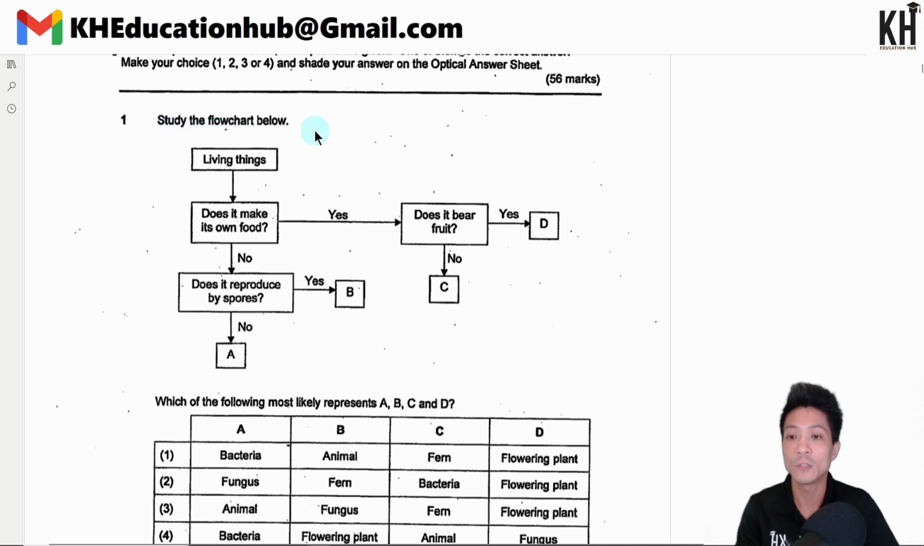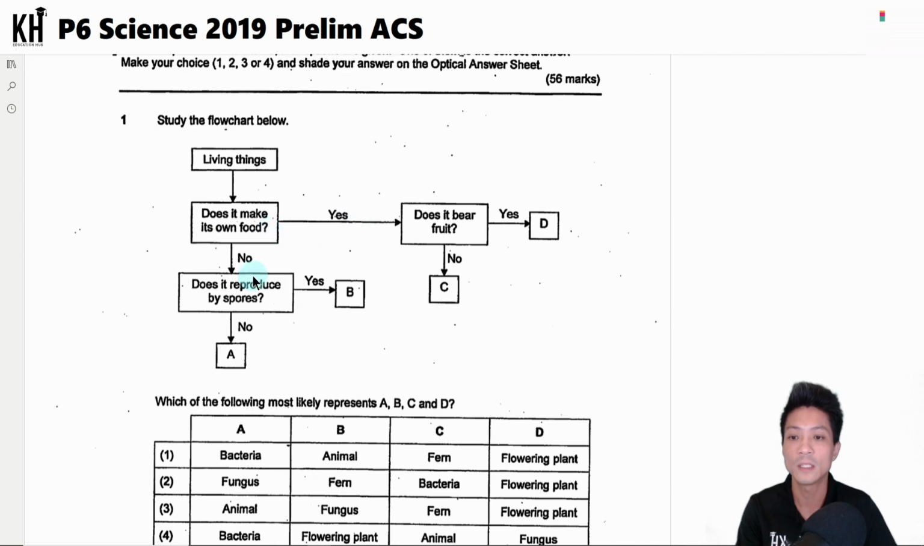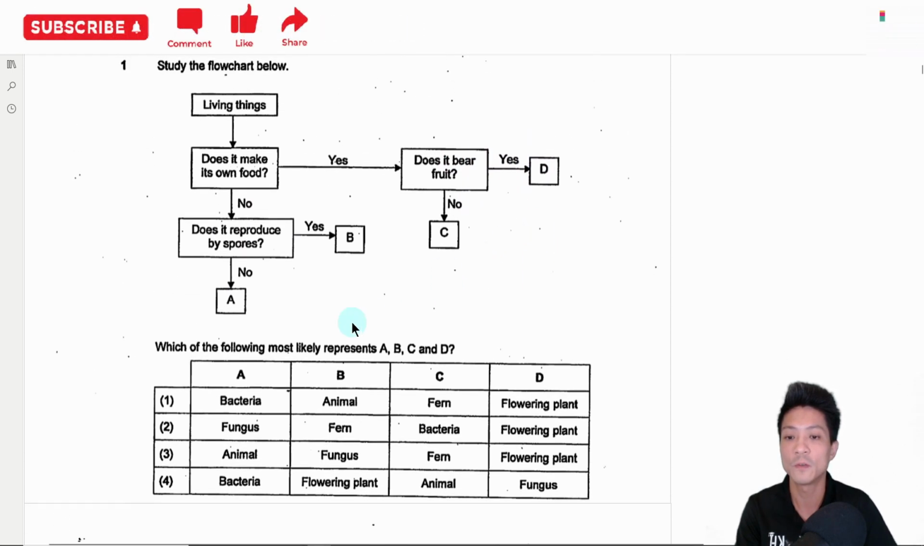Okay, study the flow chart below. Living things: does it make its own food? Yes, no. Does it reproduce by spores? Yes and no. Does it bear fruit? Yes and no. Which of the following most likely represents A, B, C, and D?